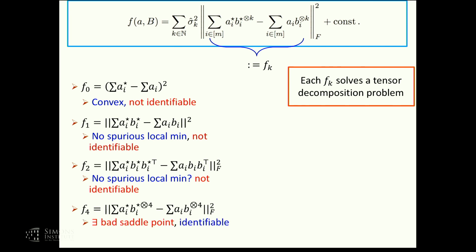But the fourth one is a little bit problematic because there exists a bad saddle point. All zeros is a very bad saddle point because all the lower order derivatives vanish. But it's identifiable. If you are given the tensor, the sum of a_i star, b_i star tensor 4, you can recover the a_i's and b_i's under reasonable conditions.